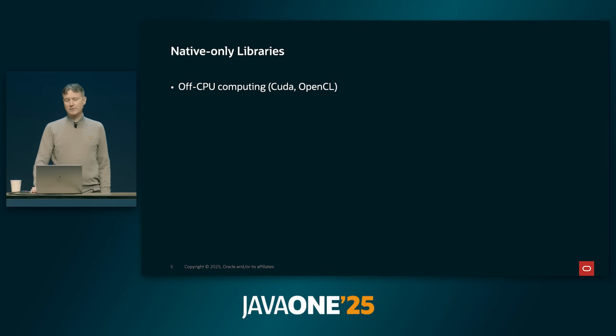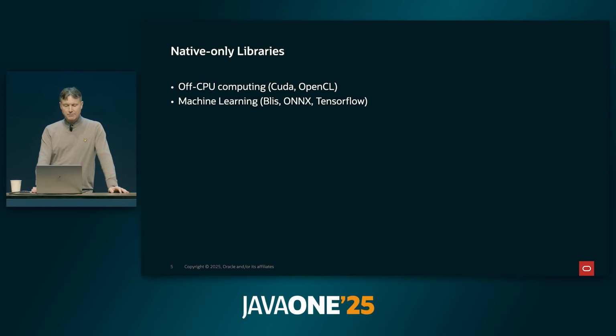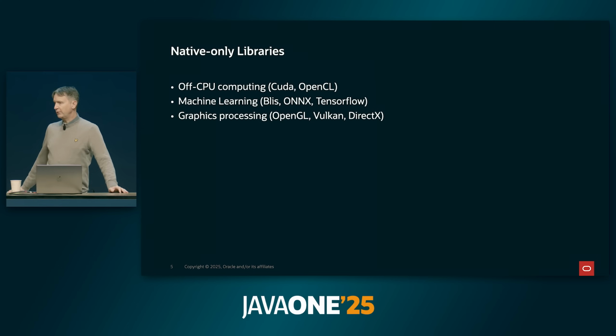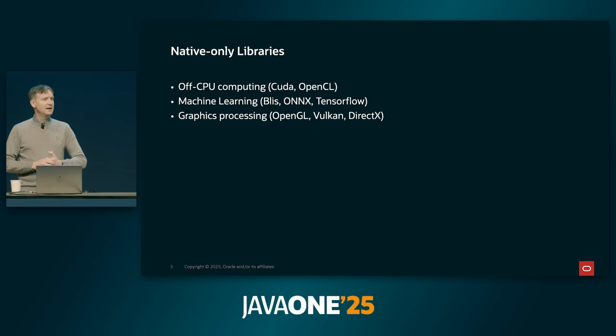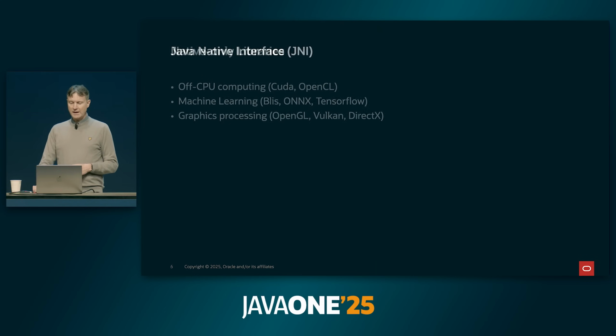So there are a lot of native libraries out there. We have off-CPU computing libraries. We have machine learning libraries like ONNX. We have graphics processing libraries. And these libraries are not written in Java and will not be written in Java and should not be written in Java. But still, we want to leverage them. So how can we do that in a good way?